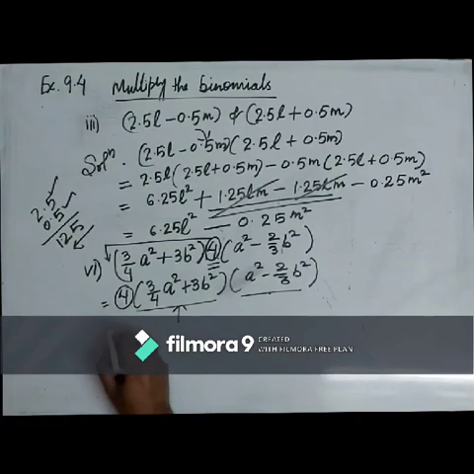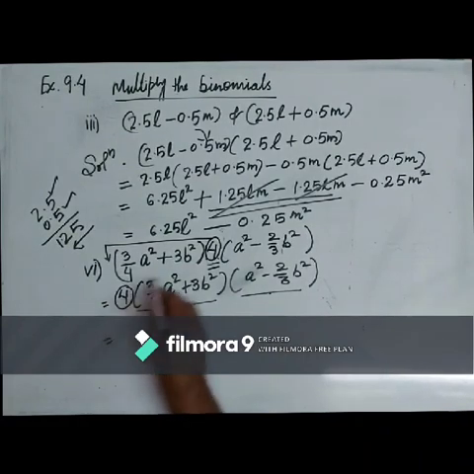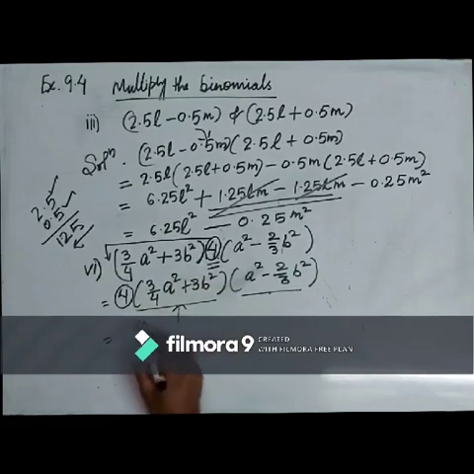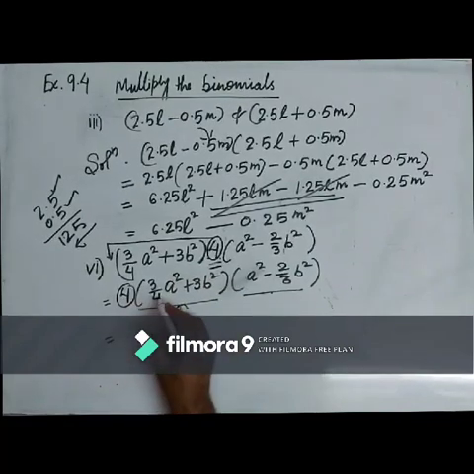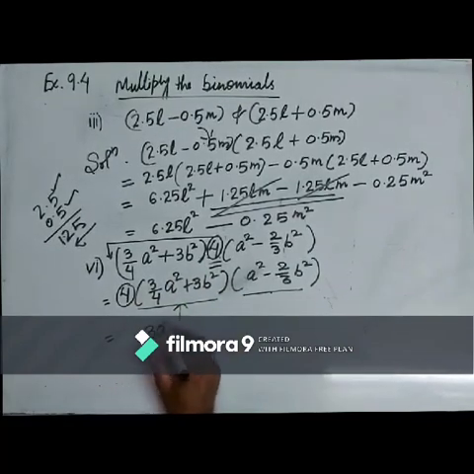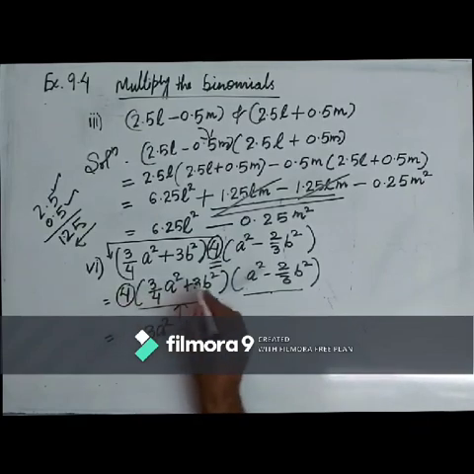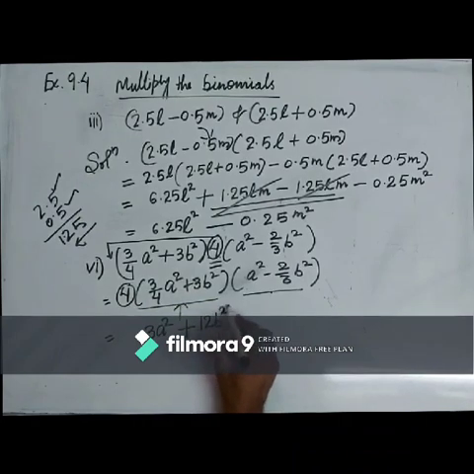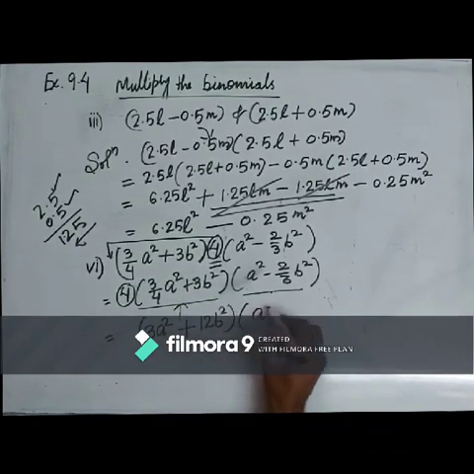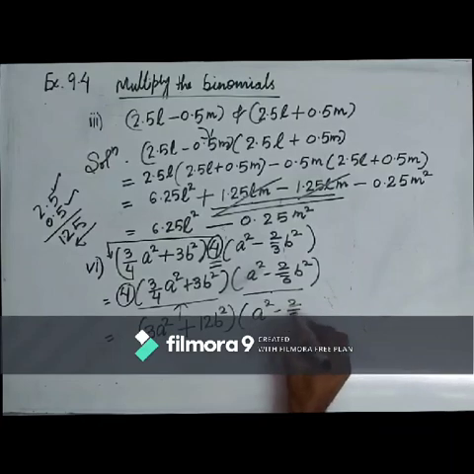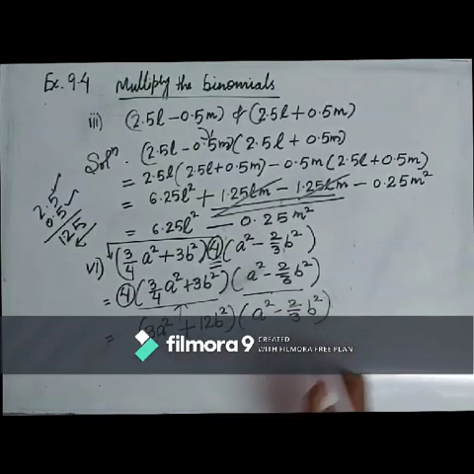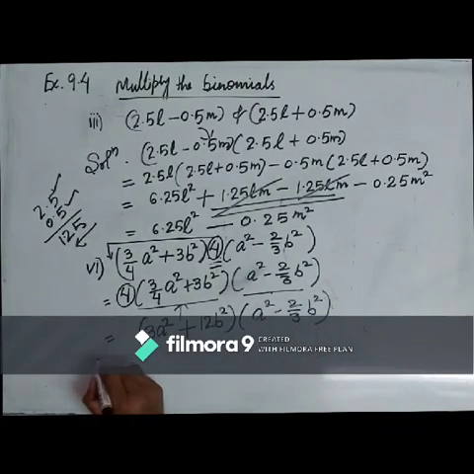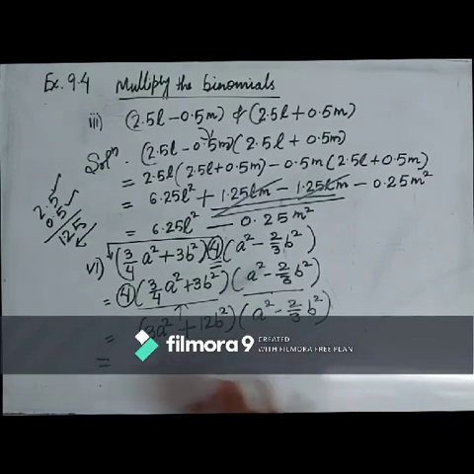So what I'm doing here is putting this 4 inside this first binomial, and you will get the 4 cancelling out. This is 3 a square plus, 4 will again enter here because this is a binomial, 4 into 3, that is 12 b square. Now bracket close, and this is a square minus 2 upon 3 b square. So this is the step which is very, very important. Now again, a simple thing, use the distributive property.